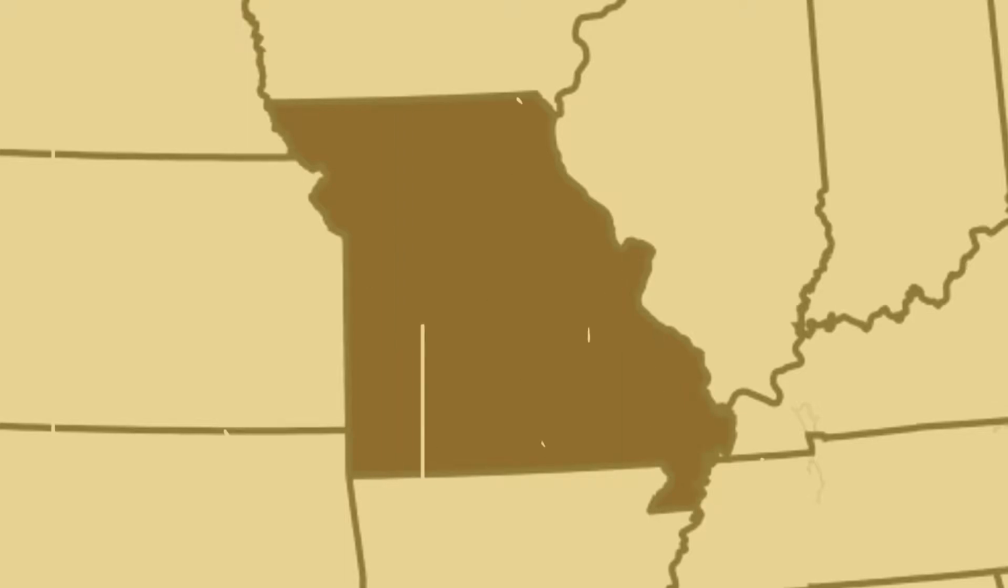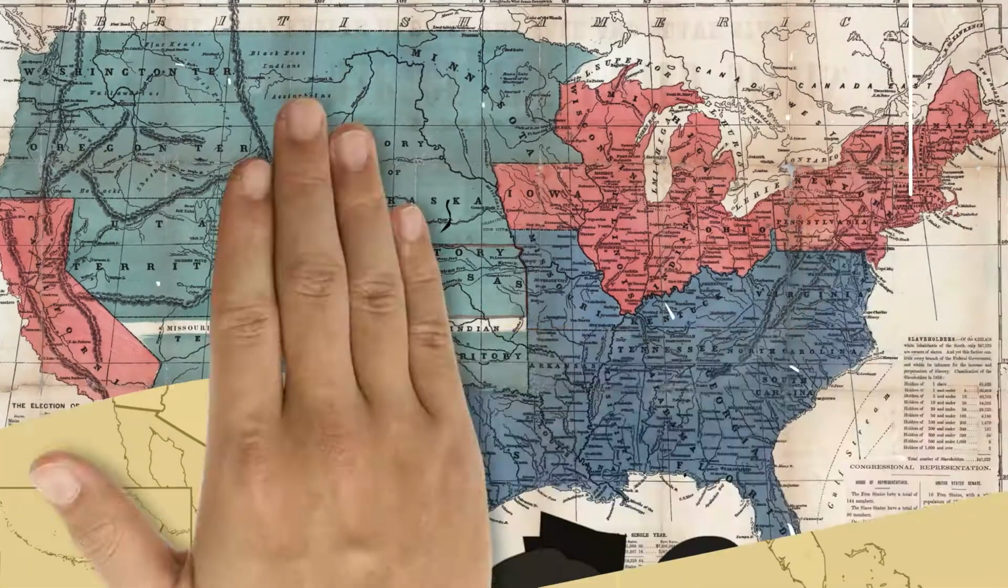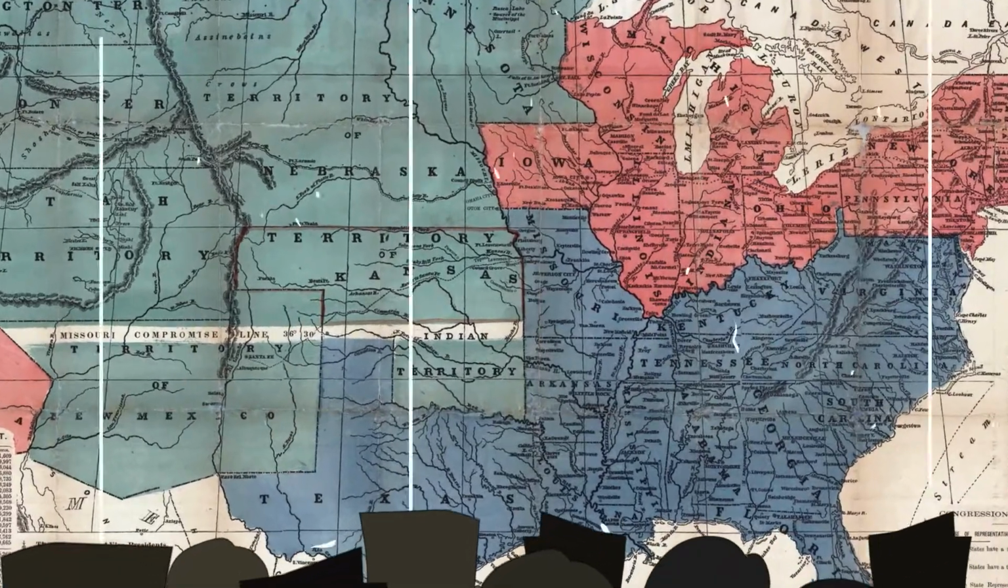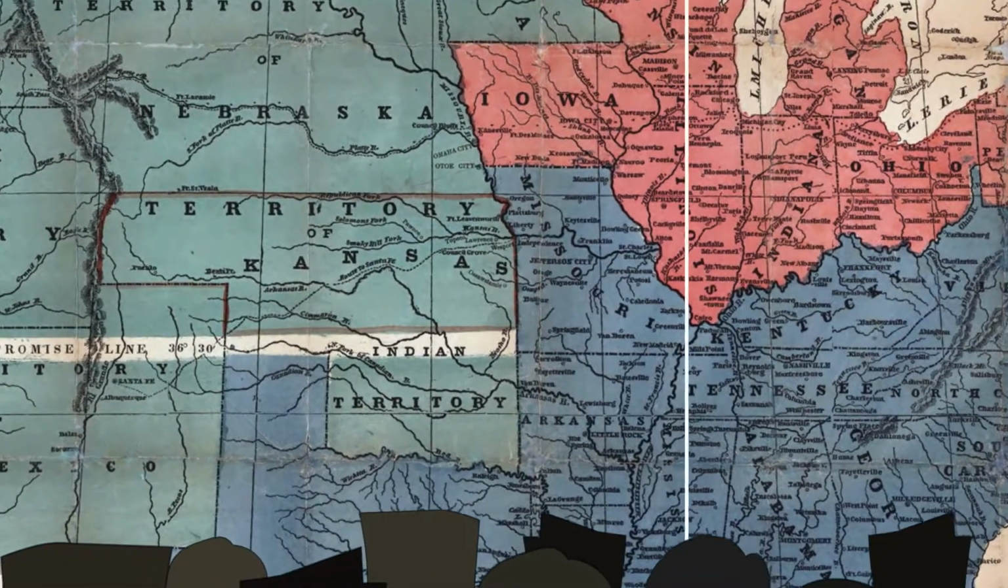Citizens of the Missouri Territory intended on becoming a new state, and their intentions initiated a bitter power struggle. Northern states preferred that Missouri be a free state. Southern states preferred the legality of slavery within the territory.